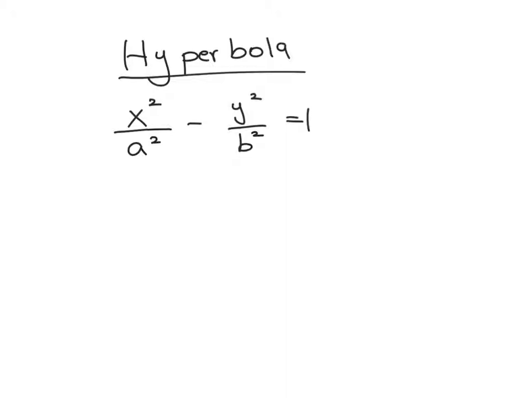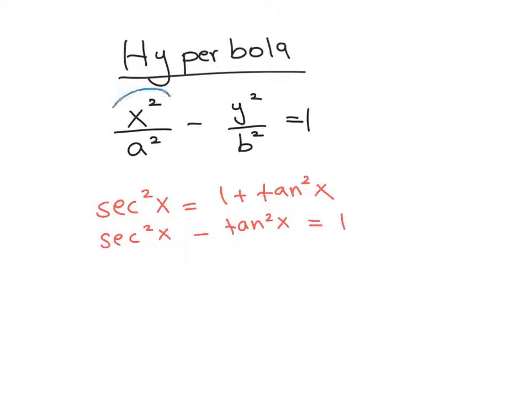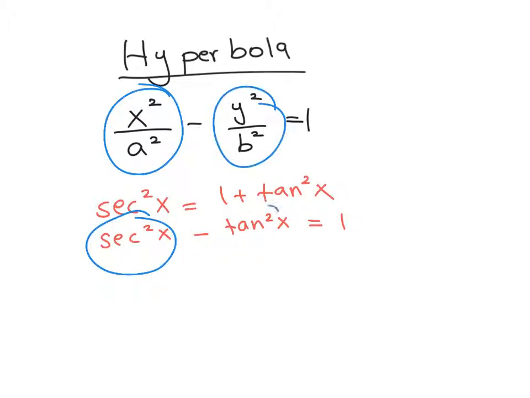So what else have we learned? Do you remember the equation secant squared x is equal to 1 plus tangent squared x? So then if I subtract tangent squared, I will get secant squared x minus tangent squared x equals 1. And I can compare x squared over a squared to secant squared x, and I can compare y squared over b squared to tangent squared x. There's the minus, and there's the 1.